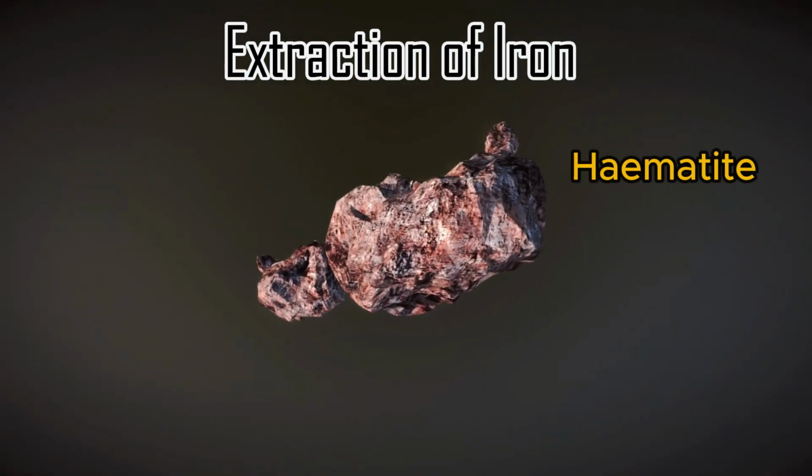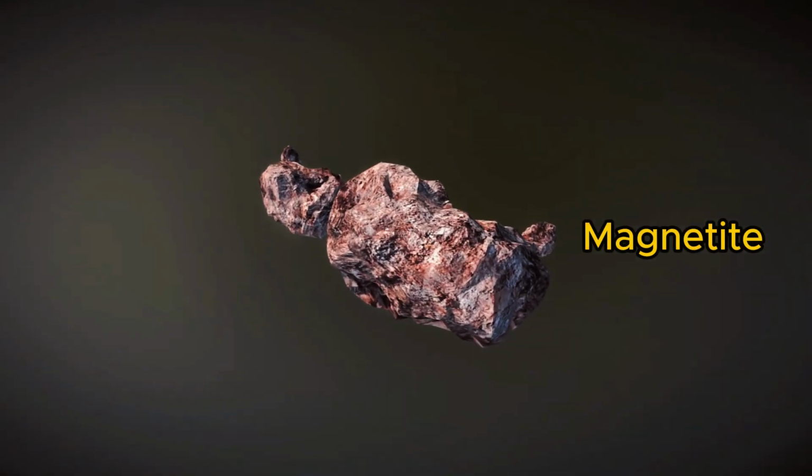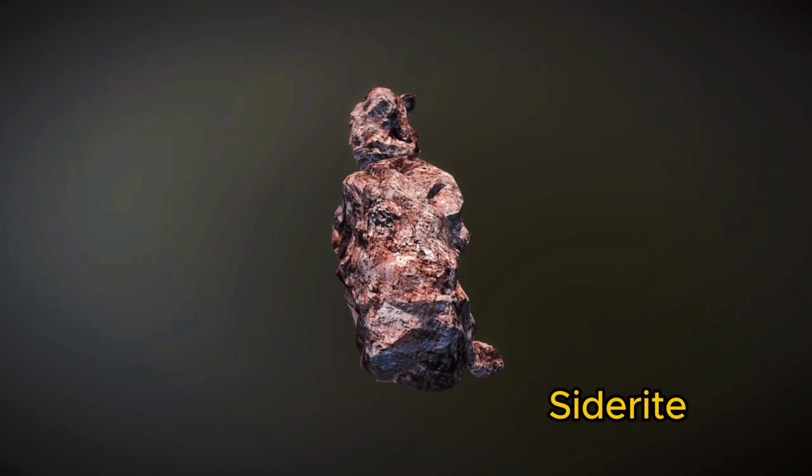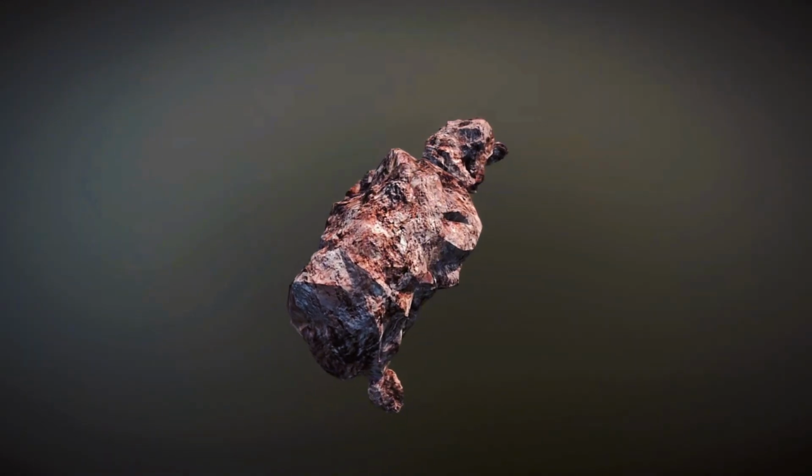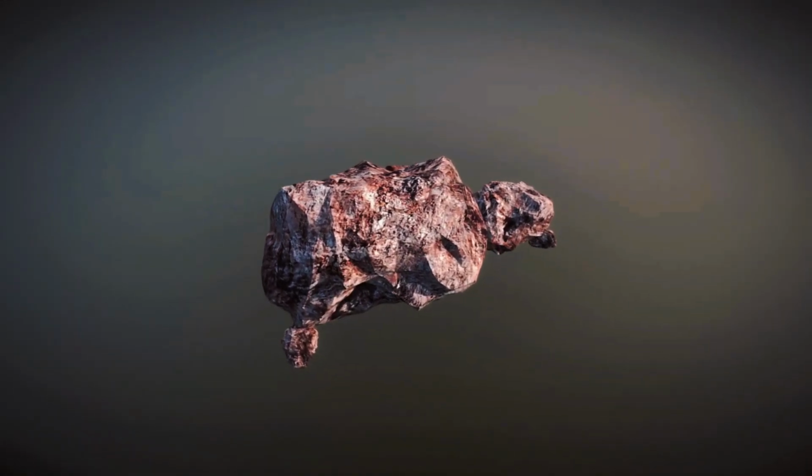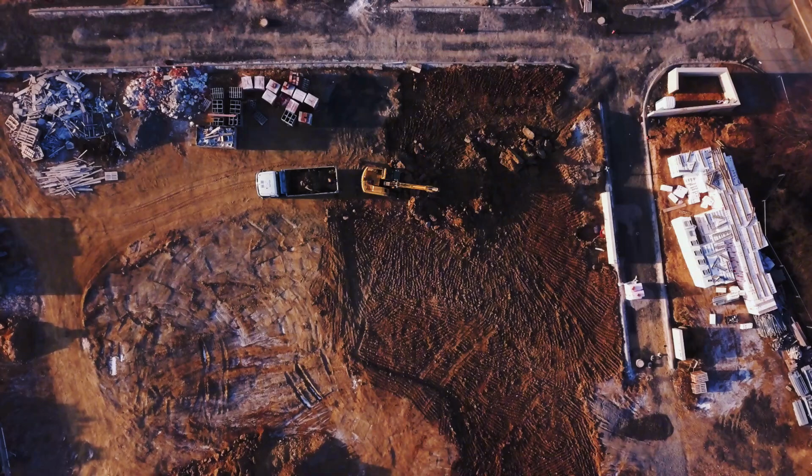The chief ore of iron is hematite. Other ores of iron are magnetite and siderite. These ores of iron contain silica and aluminium oxide as impurities. Today we examine how iron is extracted.